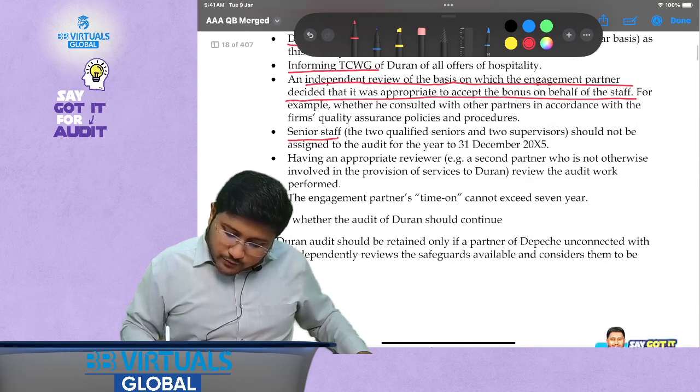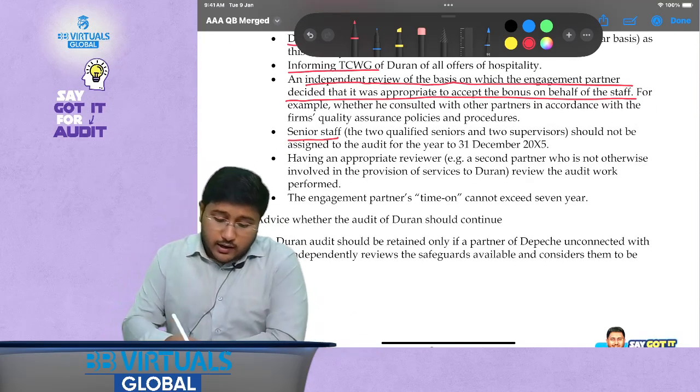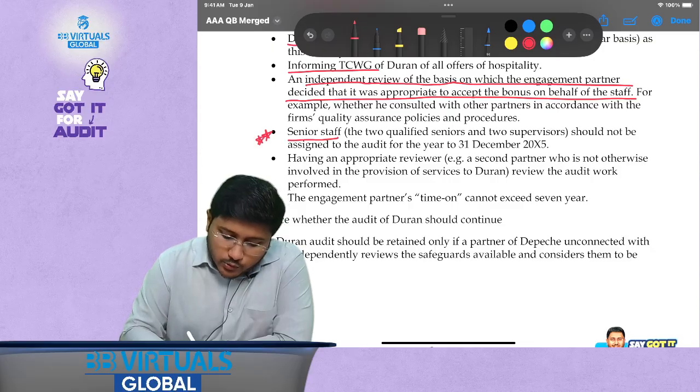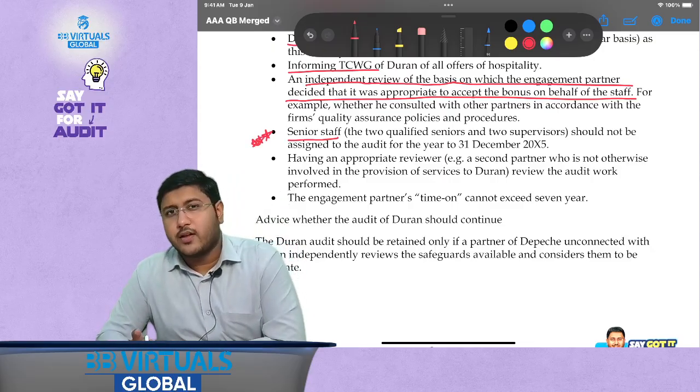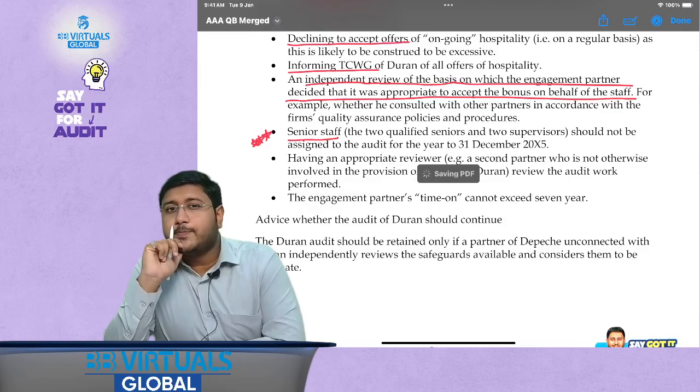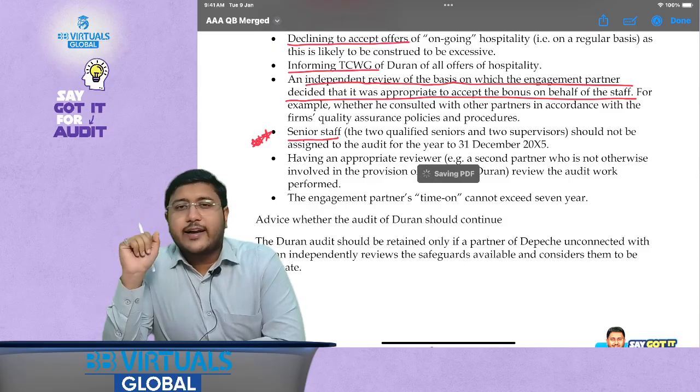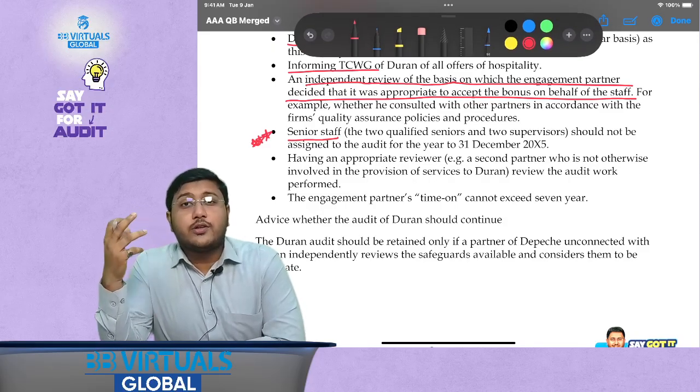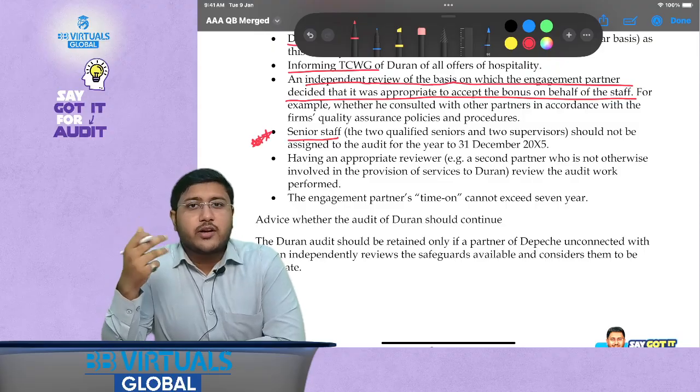Having an appropriate reviewer. Why not senior staff? Now, a lot of students have questions here. Why should senior staff not be appointed? In fact, it should be senior staff who are appointed so that they do not get the benefit of the bonus, or they do not get manipulated because of the bonus.